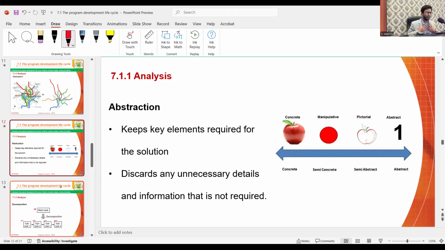For example, I am right now going to my school. So should I be stopping at each and every restaurant? Should I be stopping at each and every shopping mall and entertainment place? Or is my only focus on the school, on my target destination? My focus is only on my target destination, that is the school, and the venues that are coming in between, I have disregarded them. They are not necessary. I have ignored them. So abstraction only means you are keeping a focus only on the end. You are keeping the key elements required for the solution and you are disregarding any unnecessary details. So I hope it's clear to you.